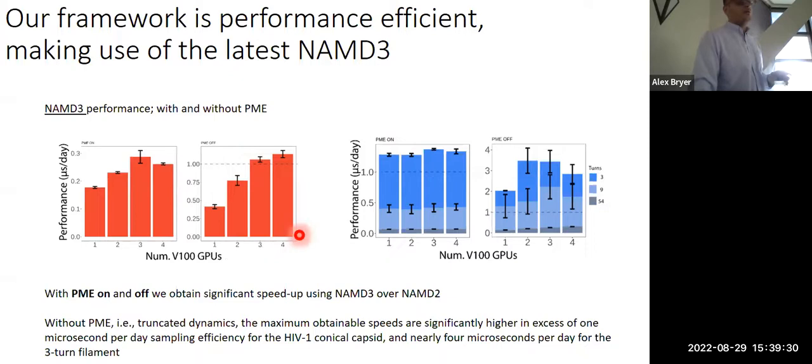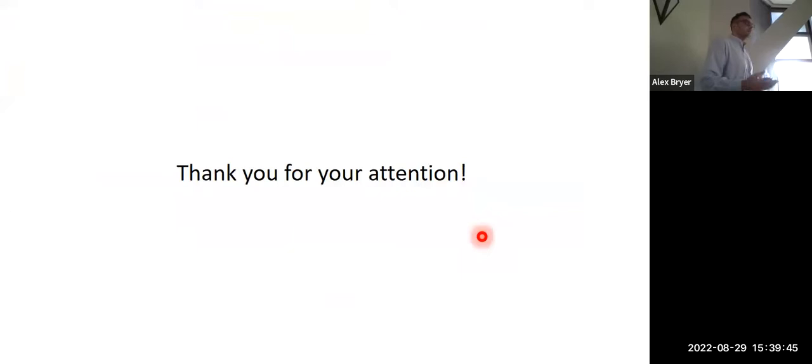And for this one on the left, it's 48 femtoseconds per step. This is the HIV conical capsid, and this is that covalent two bound actin filament, and three different lengths of that. That's all I've prepared for you. And if you have any questions, I'll be happy to take them.